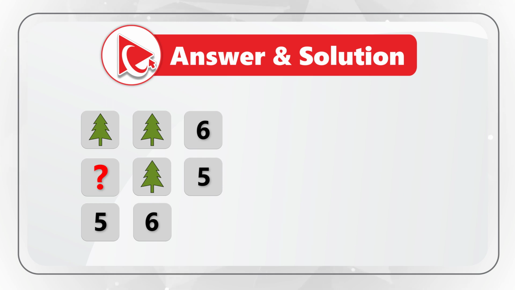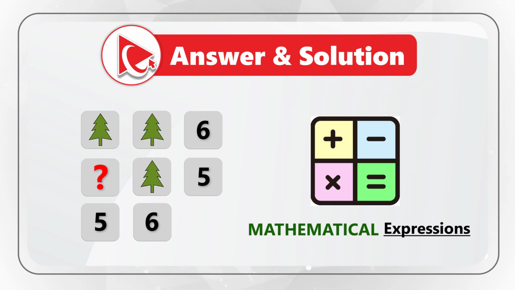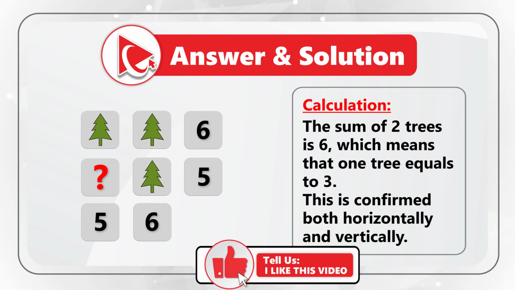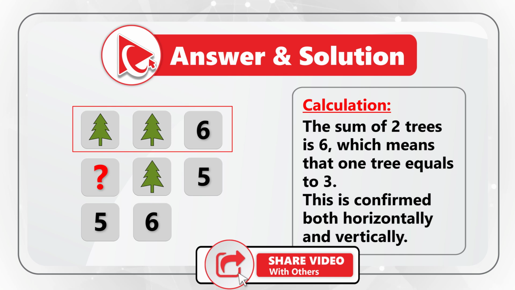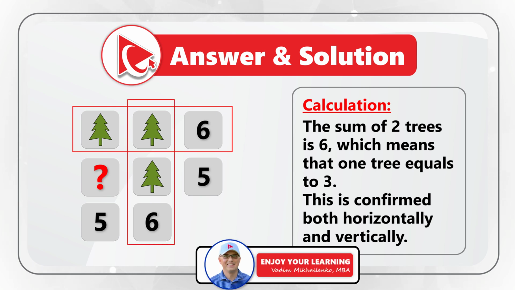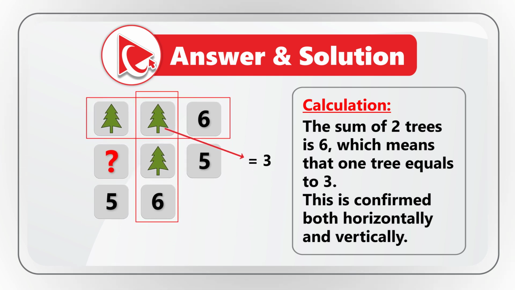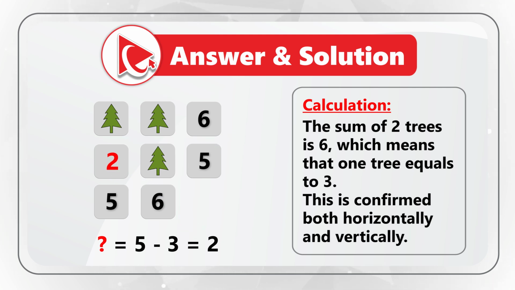As you might have guessed, what we see in the picture are mathematical expressions. For example, the sum of two evergreen trees is 6, which is represented by the top row. The same is true for the middle column. The sum of two evergreen trees equals 6, which means that one evergreen tree equals 3. Now we can calculate the missing number, which would be the result of 5 minus 3, which is equal to 2. So the correct answer here is choice A, 2. Did you come up with a different answer? Please make sure to post your answer and rationale in comments.